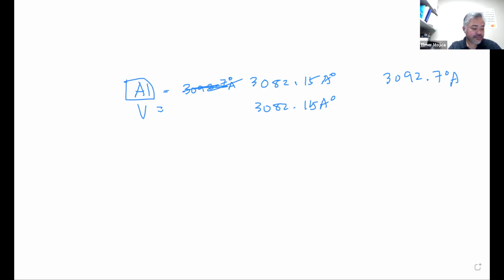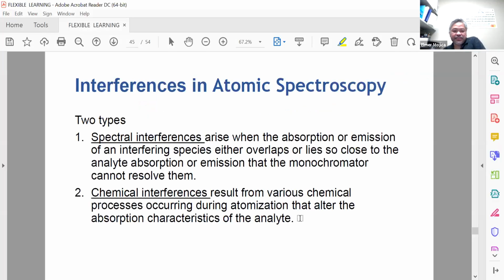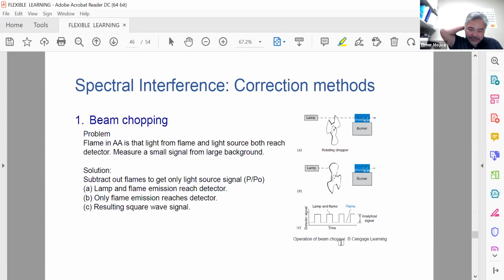Now, there are other spectral interferences that I'm going to mention as we go on. But if we're going to look at the other interferences, the other one is chemical interferences. So it results from various chemical processes occurring during the atomization that alter the absorption characteristics of the analyte. So let's look at these spectral interferences one by one, and then chemical interferences. So we can have in spectral interferences some sort of a correction method.